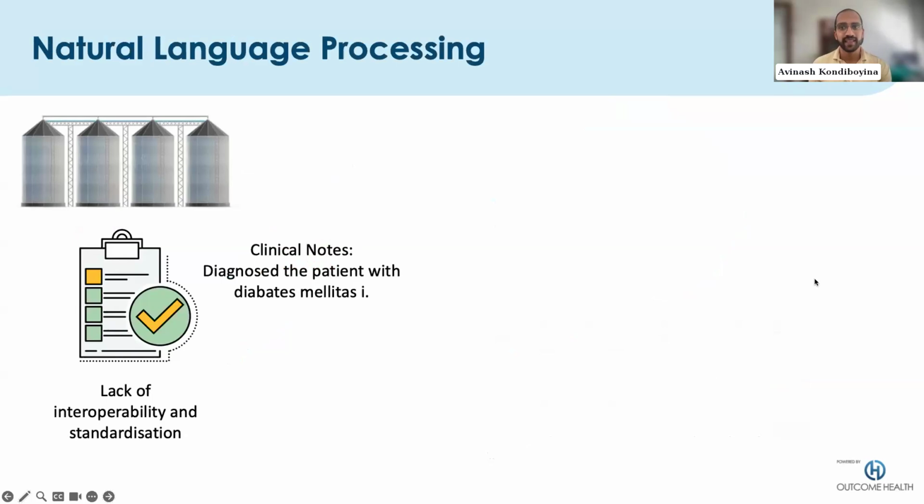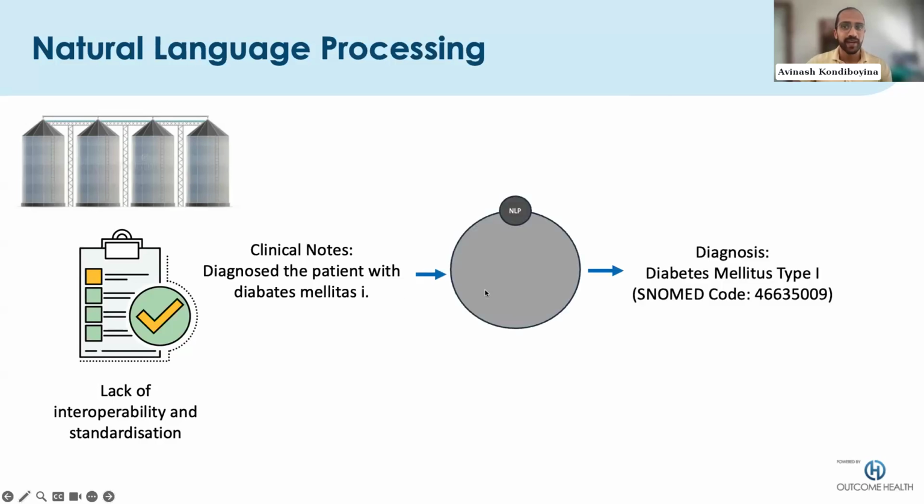An example of the lack of interoperability and standardization is unstructured clinical notes. A doctor could write something like, "diagnose the patient with diabetes mellitus I." This kind of unstructured data is less desirable for research purposes. This is where natural language processing comes into play.